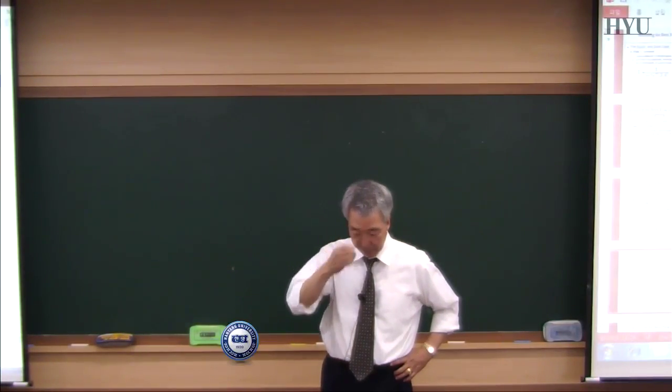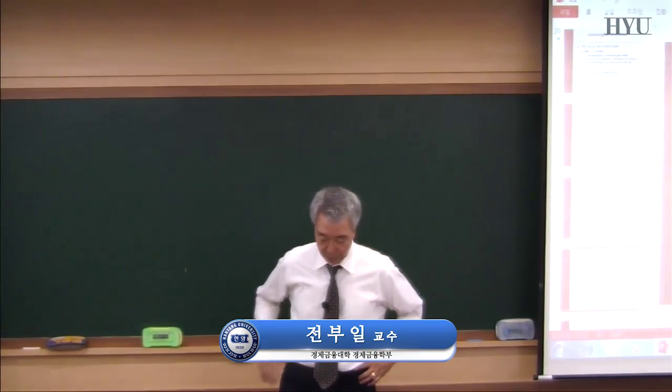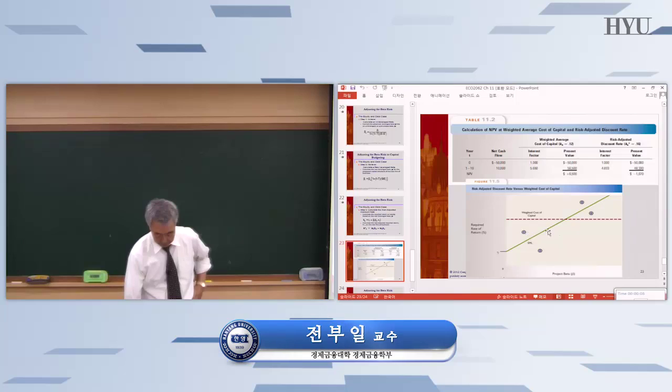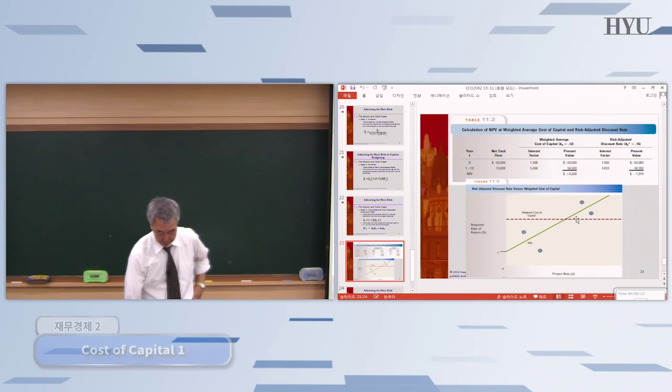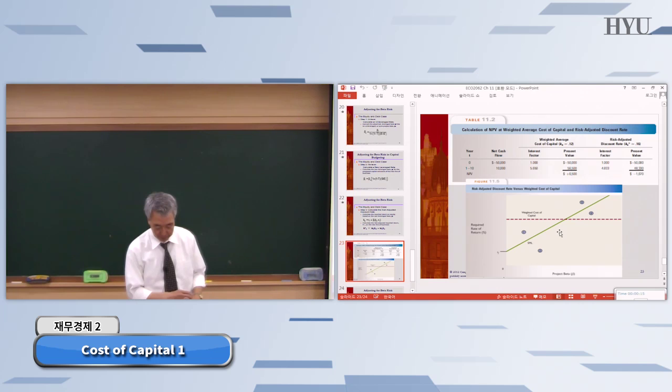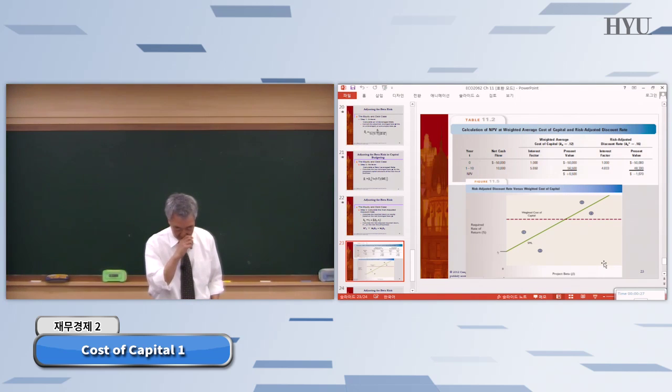Here's an example. If you look at this graph, this green line is the SML, the security market line. The horizontal axis is beta, the systematic risk, or market risk, and considering the risk, we can calculate the required rate of return. That's what we did last class.